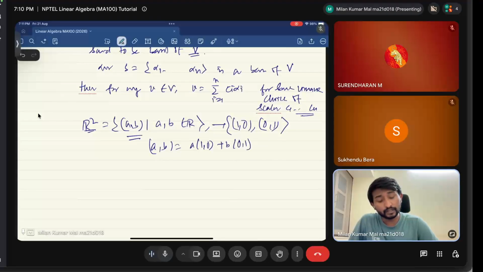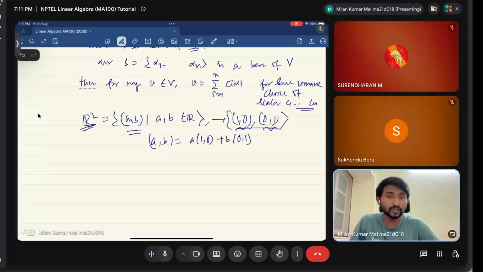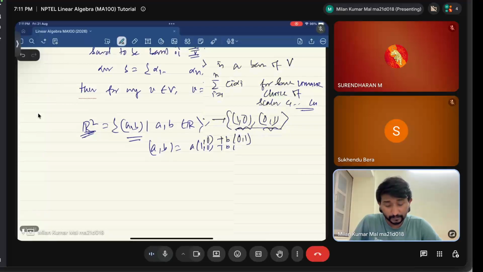So that's why any element coming from the vector space R2 is actually a linear combination of these elements. Okay, so that's why this is a basis. This is something like the smallest set which generates the vector space itself. Okay, so this is what a basis is.